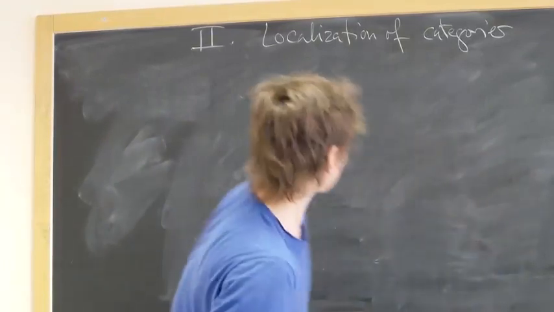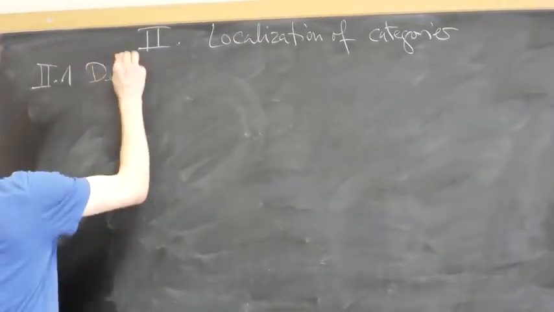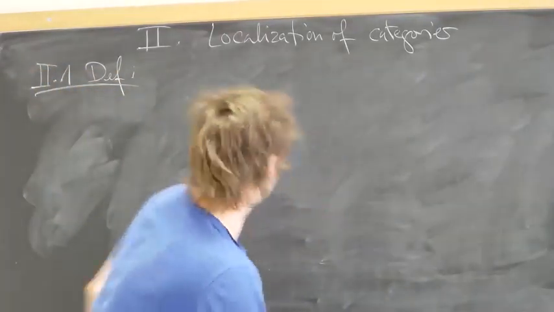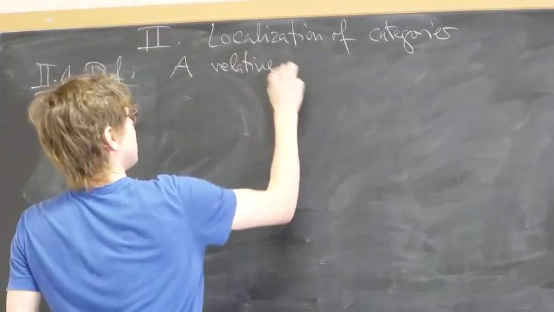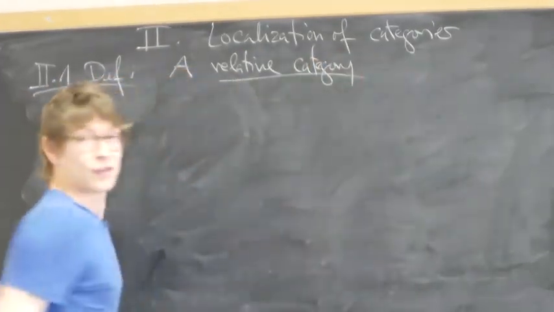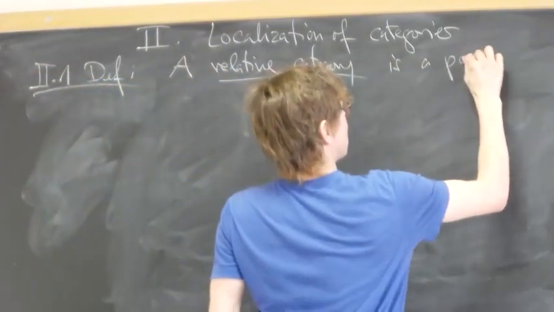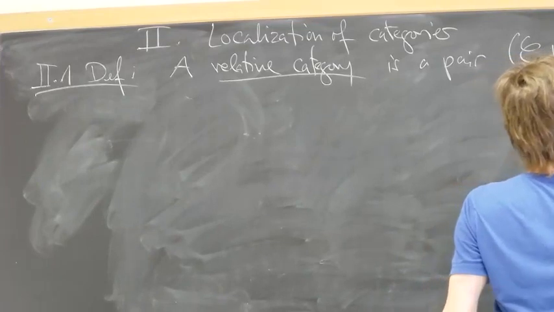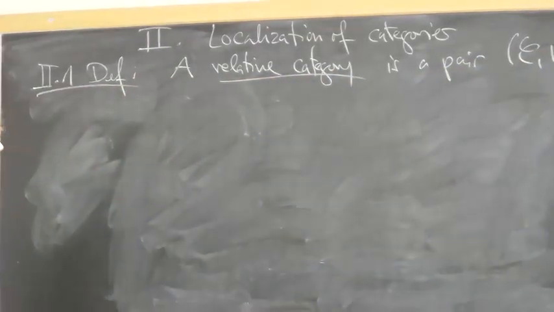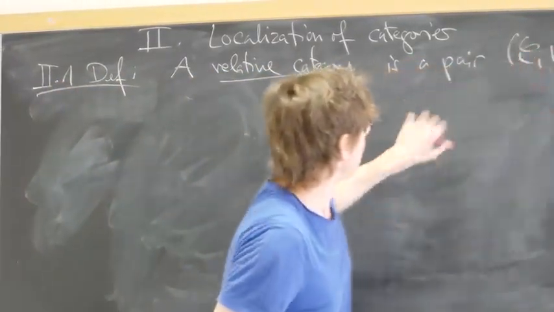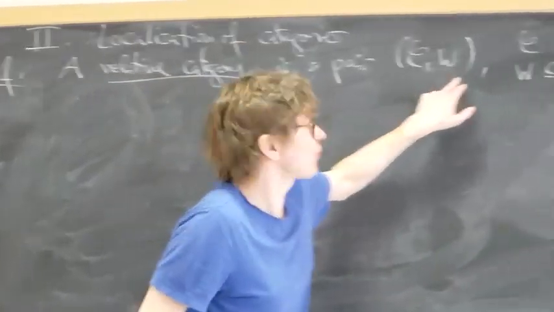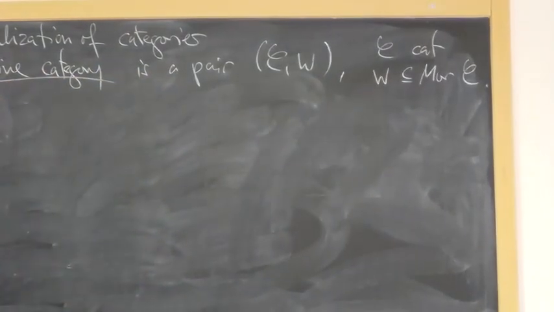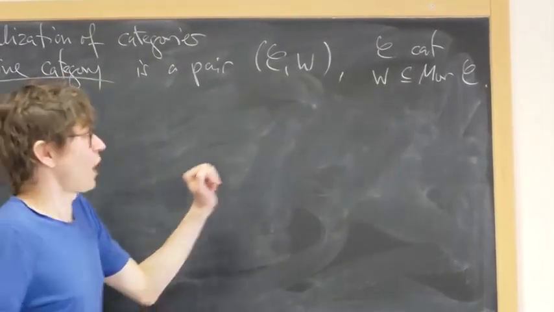Localization of categories. So, what do we want to do? Why don't I just start with this notion here? A relative category is just a pair of a category and a class of morphisms W. Nothing fancy. What we want to do is treat these relative categories as the W saying that these morphisms should be equivalences. We want to understand these morphisms in W as equivalences somehow, in some vague sense so far. The first thing we want to try is to turn them into isomorphisms, so doing this localization.